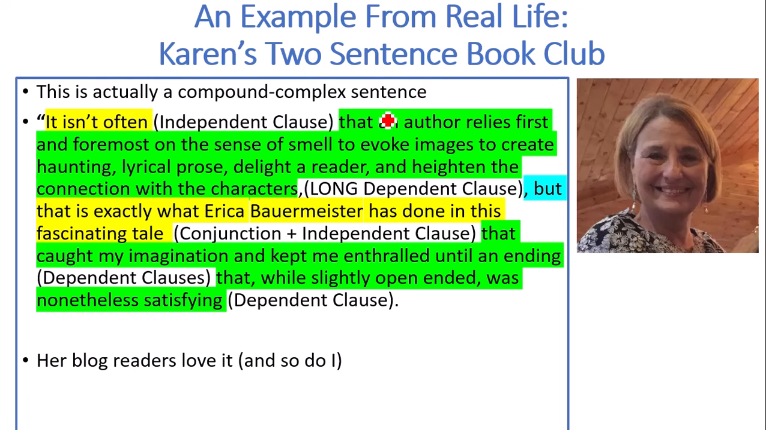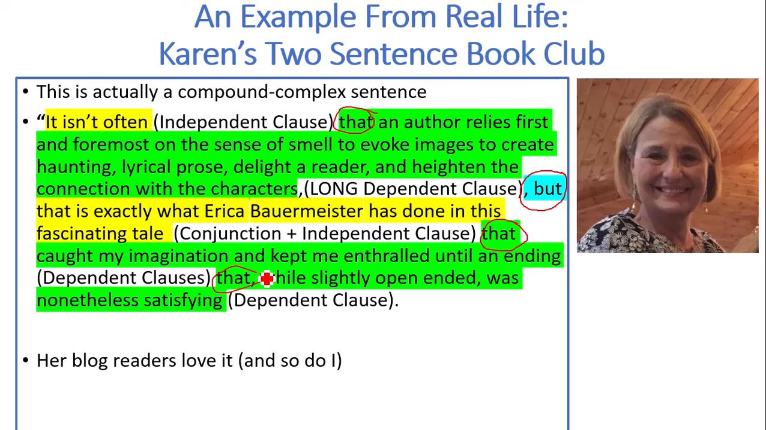And then we have FANBOYS, a coordinating conjunction here, comma, but. But that is exactly what Erica Bauermeister has done in this fascinating tale. Independent clause, comma, but, with the conjunction and then the next clause, that caught my imagination and kept me enthralled until an ending that, while slightly open-ended, was nonetheless satisfying. So we've got a lot of independent clauses, a lot of dependent clauses. They are correctly joined.